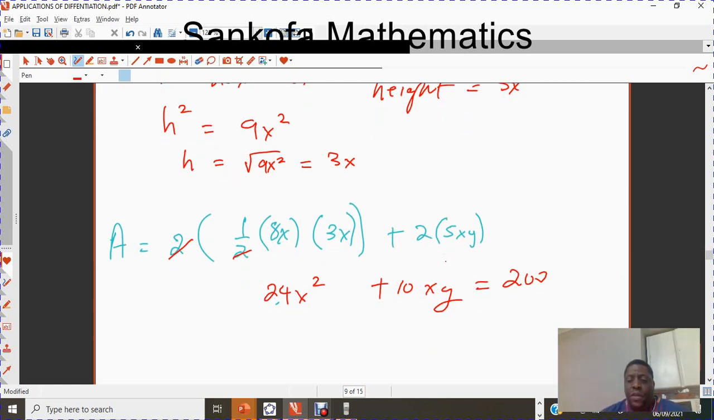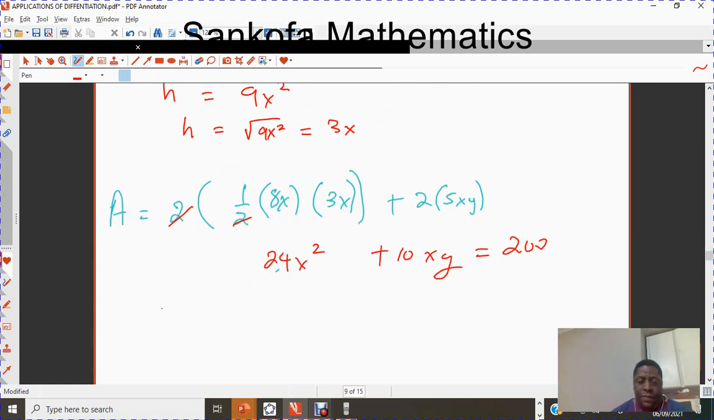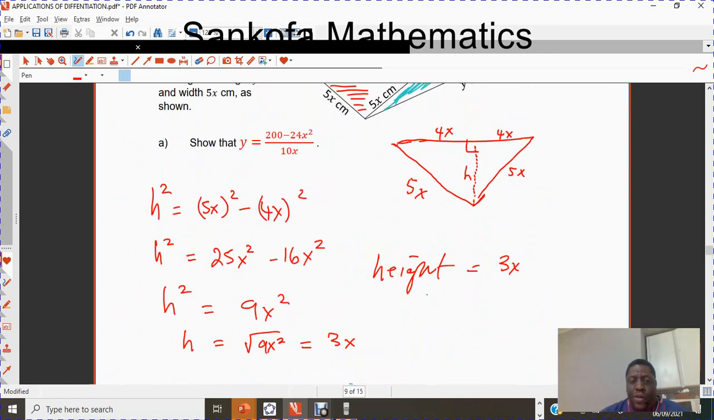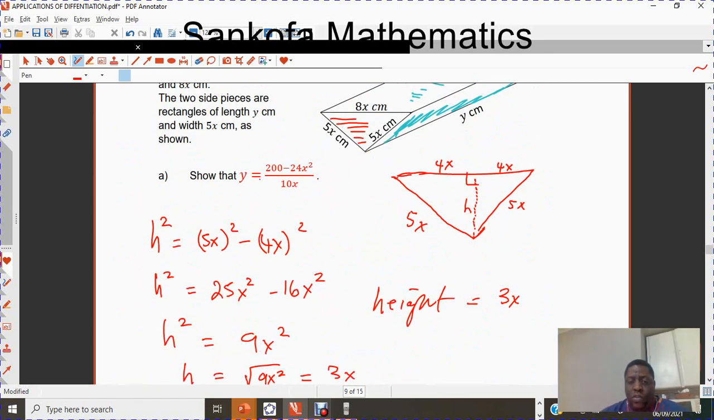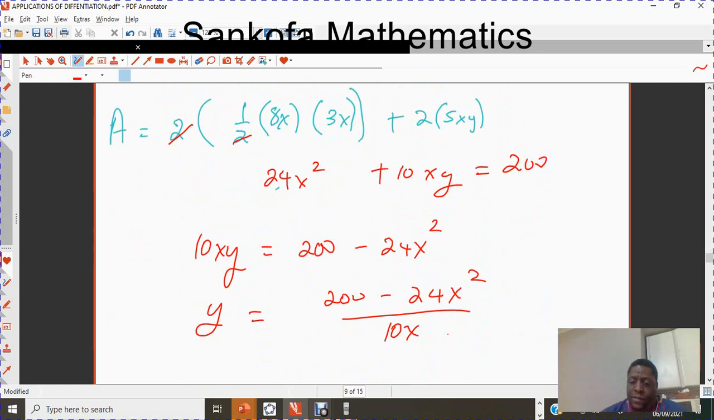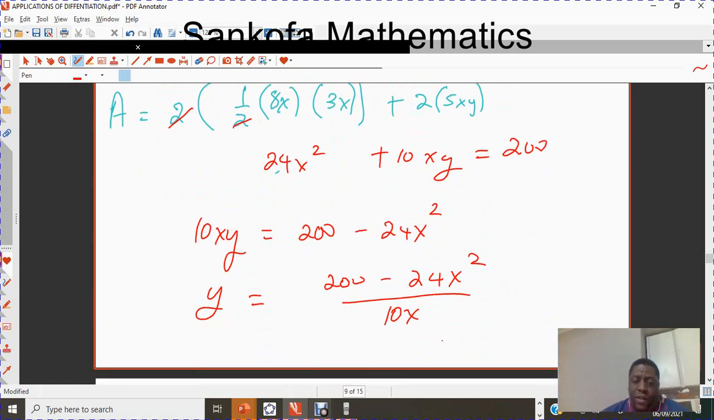From here we are going to make y the subject of the formula, so 10xy equals 200 minus 24x squared, and we'll go ahead and divide everything by 10x, so y will be 200 minus 24x squared, and we divide that by 10x. So just to make sure, what is it that we need to get? We've got to prove the exact value. So we have now the value of y.